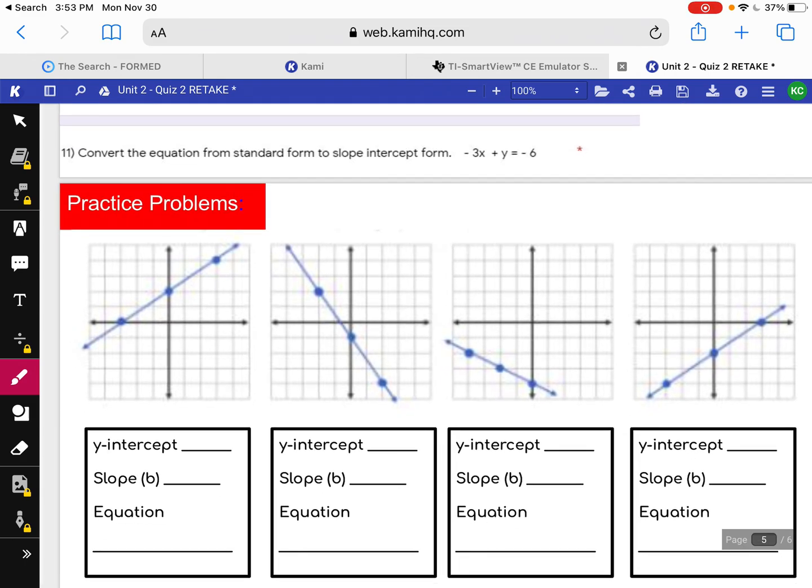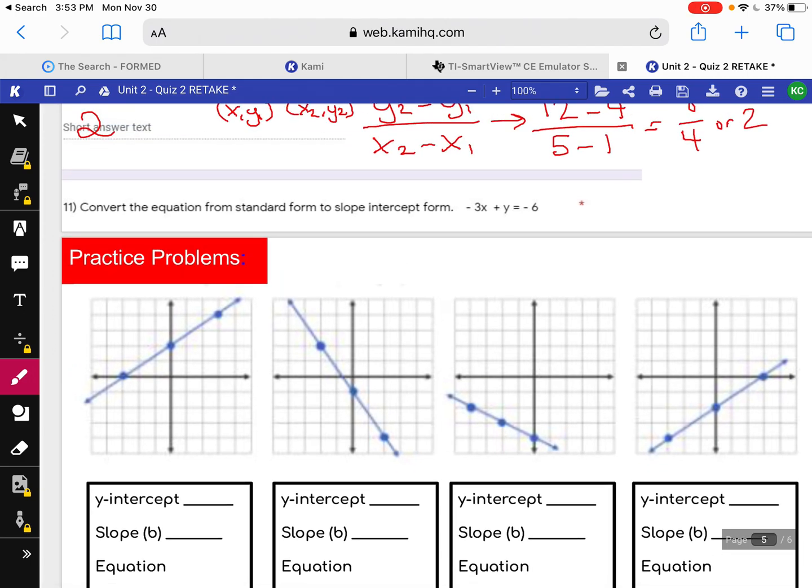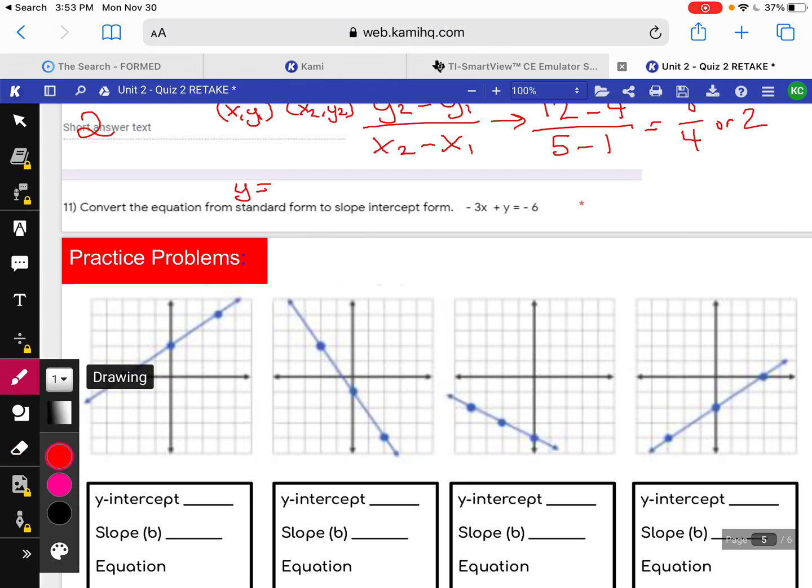The last one, you needed to convert the equation from standard form into slope-intercept form. Or another way of saying, rewrite it so the y was left alone on the left-hand side. Since I'm always going to move that x first, I am going to add 3x to both sides. When I add 3x to -3x, I have 0, and I'm left with y on the left, and y is equal to 3x, and that is a -6, so I have to keep it a -6 below.